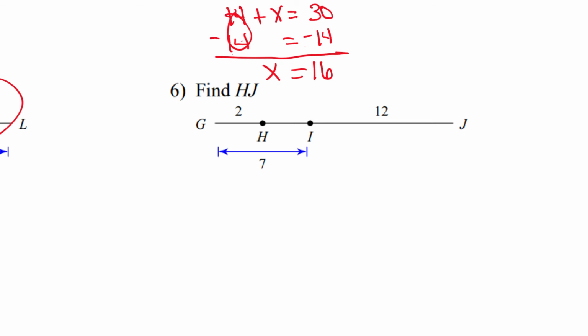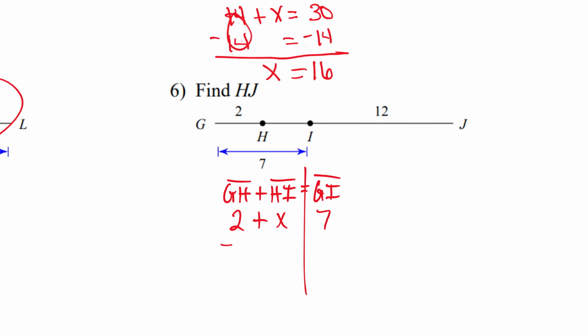So I'm going to write, what do you think? GH plus HI equals GI. So how long is GH? 2. How long is HI? We don't know. And then GI is 7. So we're going to subtract 2 from both sides. X equals 5, so HI is 5.